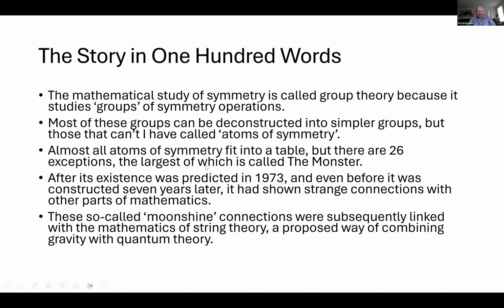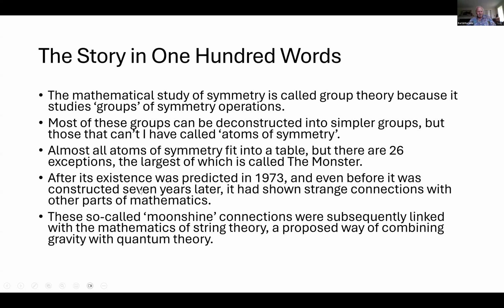But surprise, surprise, there's 26 exceptions, and some of these are gigantic. One of them is called the monster, and we'll see why it's called the monster. But just as a tip-off, it involves something on the order of 10 to the 54th elements in it. So this is really a big thing here that's underlying everything.